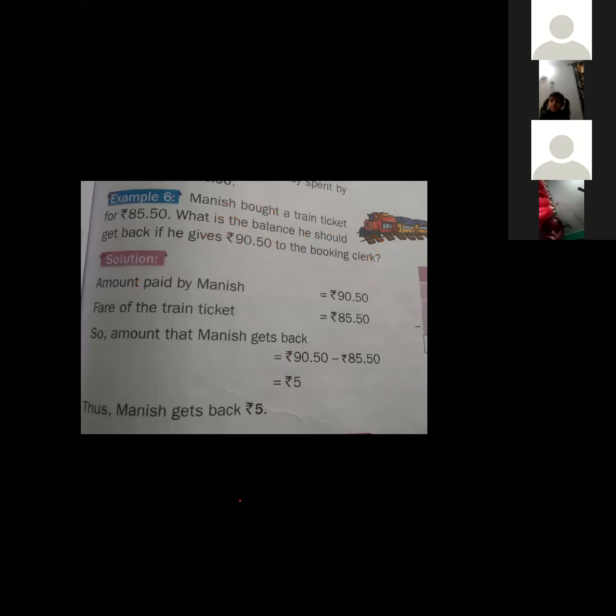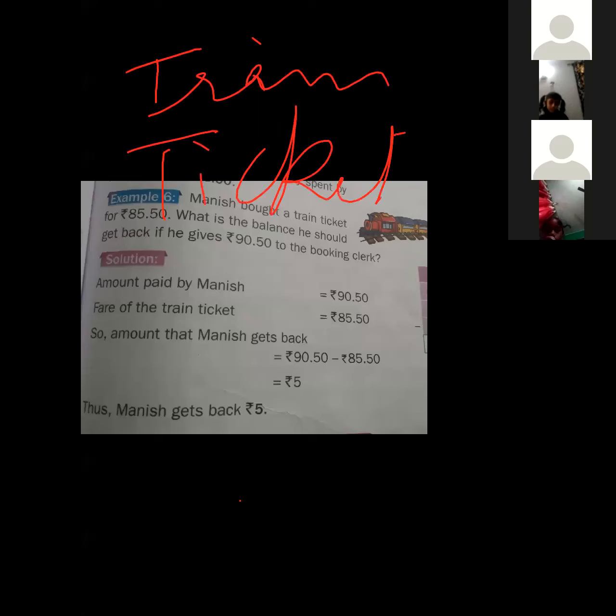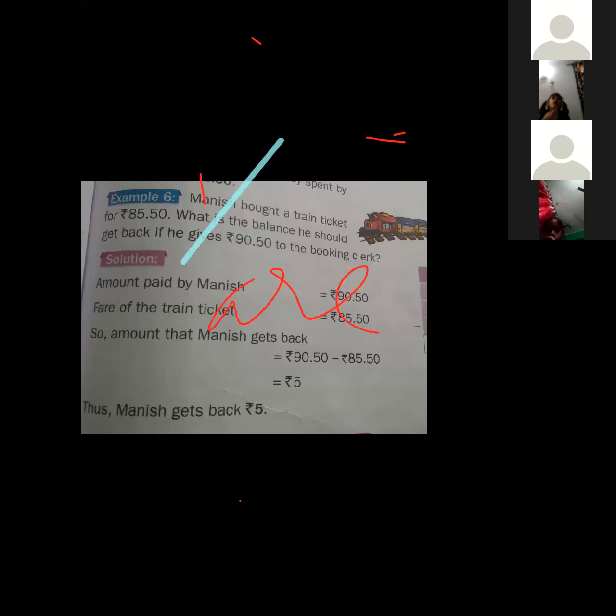Okay. So for fare of the train ticket, you can write simply train ticket fare. It's not necessary to write what is given in the book. In the book it is longer and maybe it was difficult for you because you're small. You can write train ticket fare, the smaller one, equal to rupees 85.50. I'm telling you the easy, short way, and it will be very easy for you.